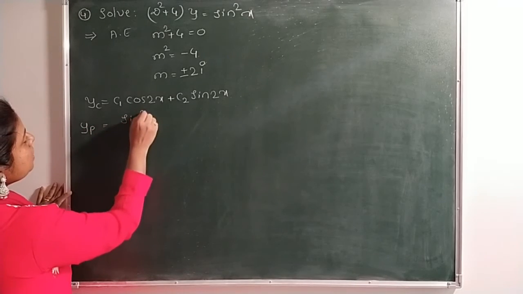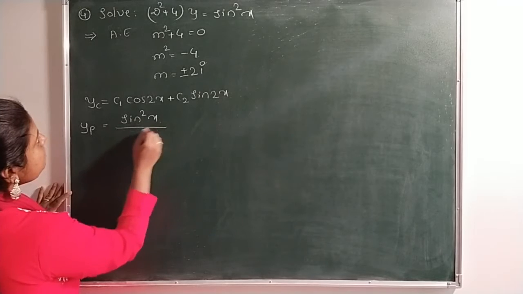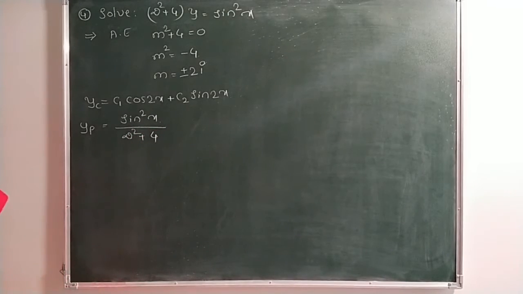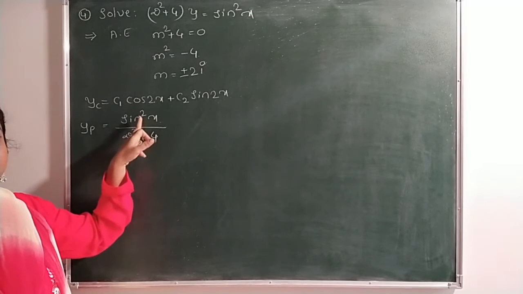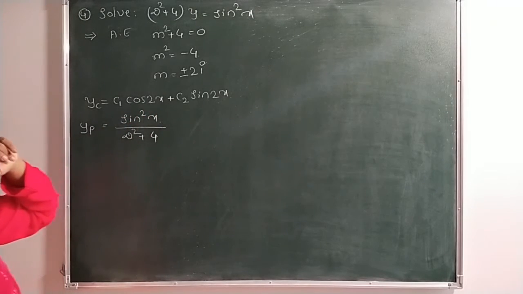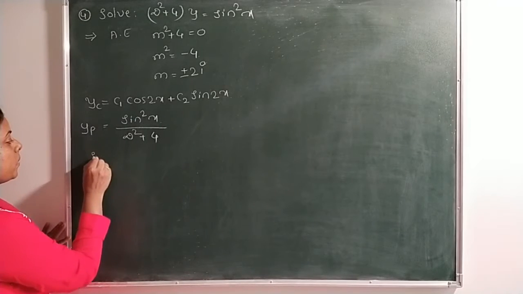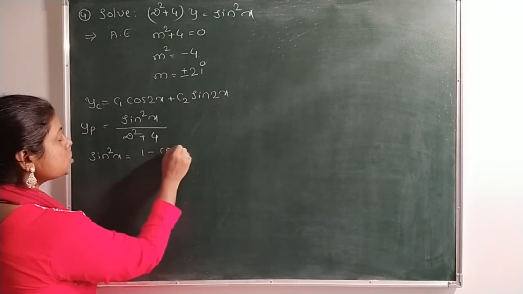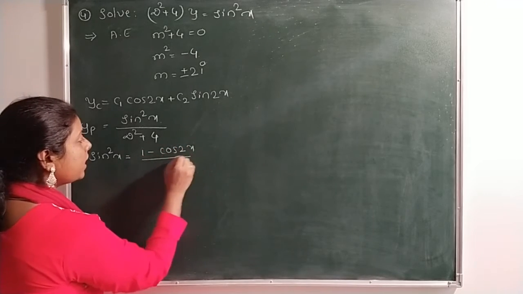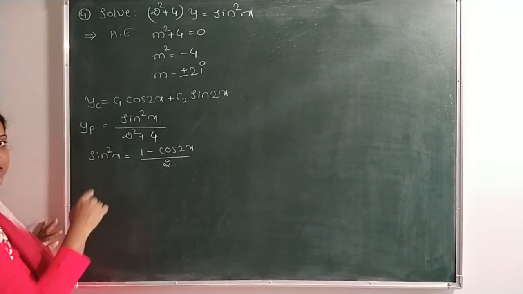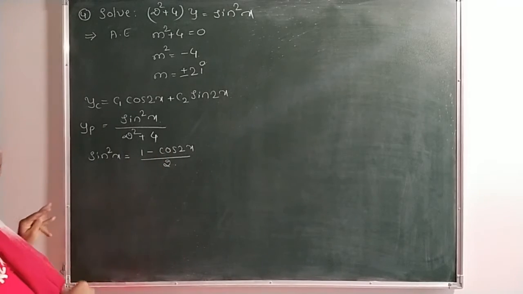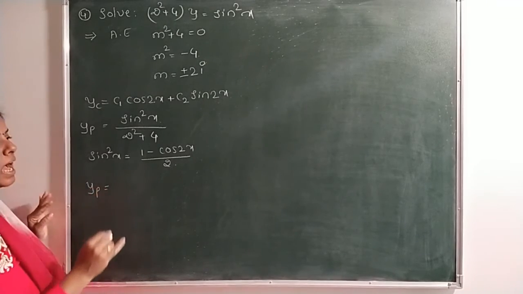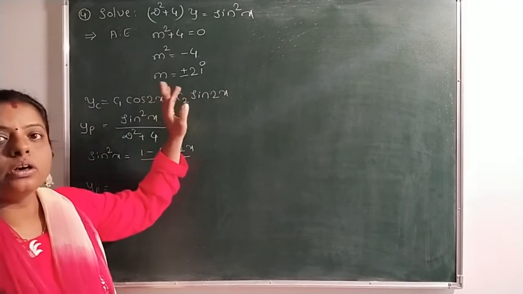Now we have to find the yp. Yp is sin square x, the RHS, divided by the D square plus 4 term. See, the trigonometric term is there, but that is not in a linear form. Sin square is there. That's why you have to replace the sin square term in the form of (1 minus cos 2x) by 2. Because for the RHS trigonometric term, we want a linear form.